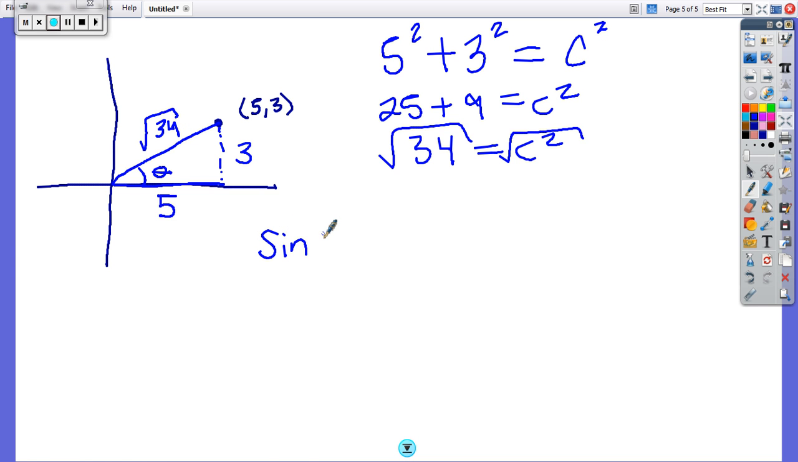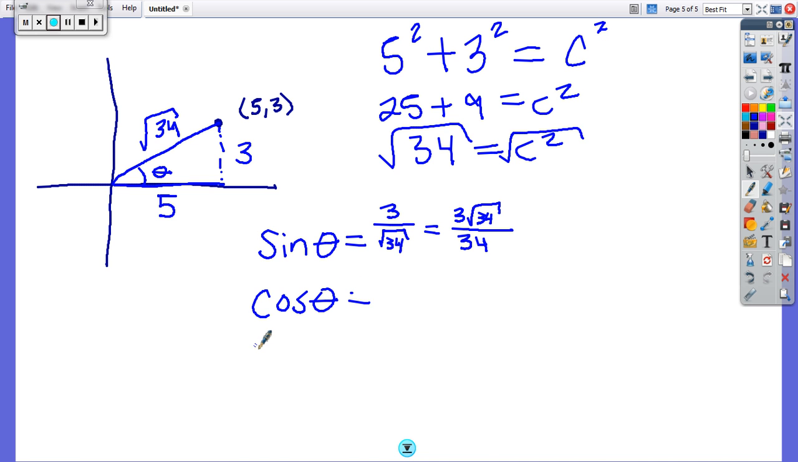Now I can pretty easily evaluate all of my trig functions. I'm going to do sine of theta first. So sine, remember, is opposite over hypotenuse, so this is going to be 3 over the square root of 34. But since I have a square root on the bottom, it's irrational, and I need to make it a rational denominator, so I'm going to change this to 3 root 34 over 34 by multiplying by 1, or square root of 34 over root 34. And I'm going to do the same thing in order to find the cosine and the tangent and cosecant, secant, and cotangent. Try to find all of these and I'll write in the correct answers for you.